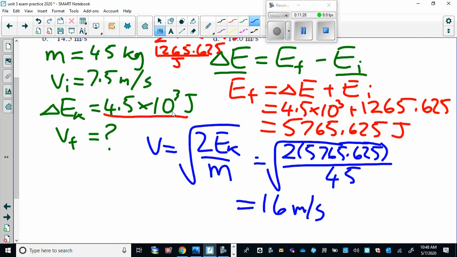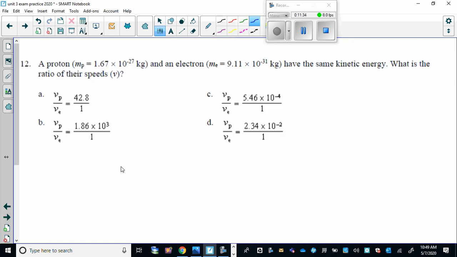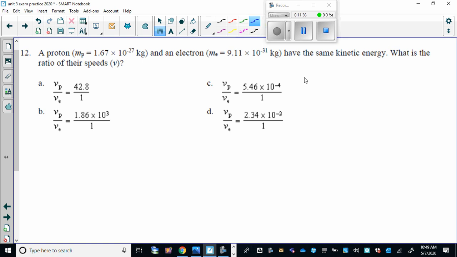How are we doing? Let's do one more. Maybe 2 if it's an easy one. No, we'll do one more. This one requires a little more thinking. A proton with that mass and an electron with that mass have the same kinetic energy. What is the ratio of their speeds?